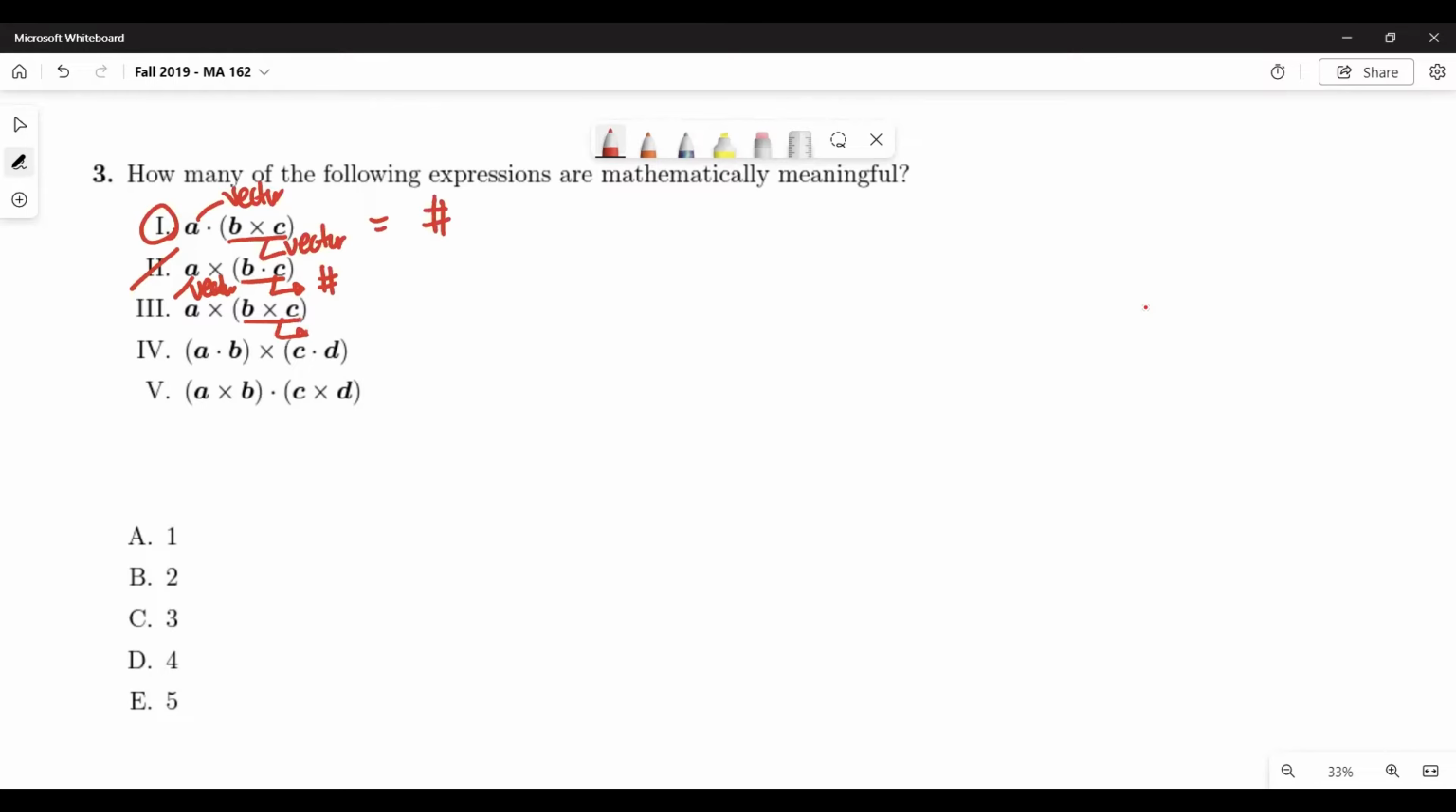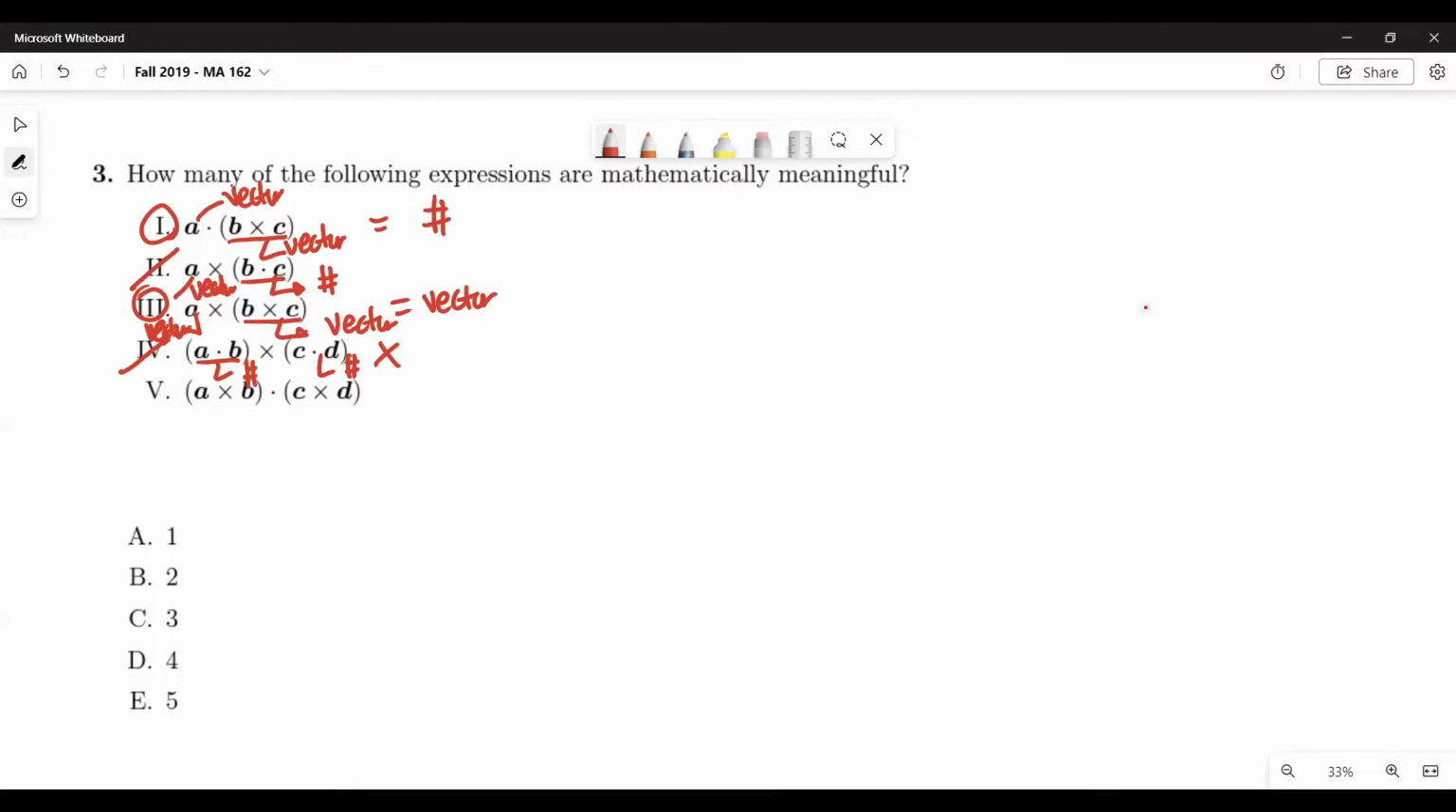So the third one, B cross multiply C. If you cross multiply two vectors, you should get a vector. And A is a vector. So vector cross multiply vector is a vector. So yes, this is mathematically meaningful. The fourth, A dot B and C dot D. Okay, A dot B is vector dot vector, so you should get a number. C dot D, vector C and vector D, if you dot product them, you should get a number. Can you cross multiply numbers and numbers? No. So this is not right.